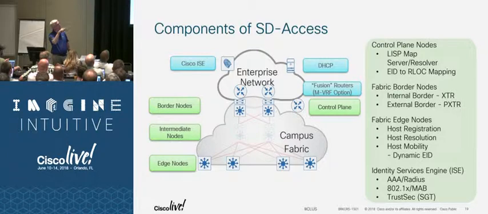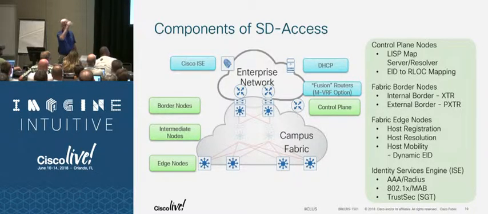Another component that's critical in SD-Access is Cisco Identity Services Engine, commonly referred to as ISE. The Identity Services Engine is the management platform that renders the policies that we create. So we create things using a thing called DNA Center, which I'll talk about, and it actually talks to this Cisco ISE server, and the ISE server renders the policy into the rest of our network.